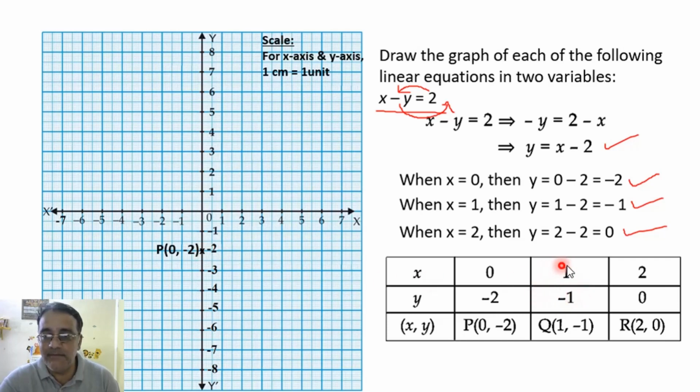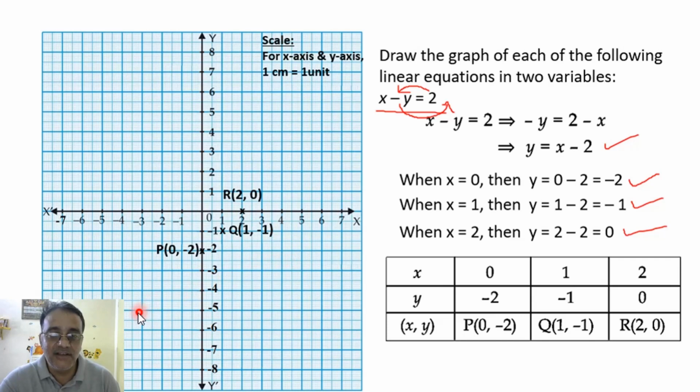Next one is (1, minus 1). So x-axis के 1 पे आ जाओ. Minus 1 नीचे side है तो नीचे जाएंगे यहाँ पर up to minus 1. So this is the coordinate Q. And the next one is (2, 0). The y coordinate is 0, that means it belongs to the x-axis. So यहाँ पे आएगा point.